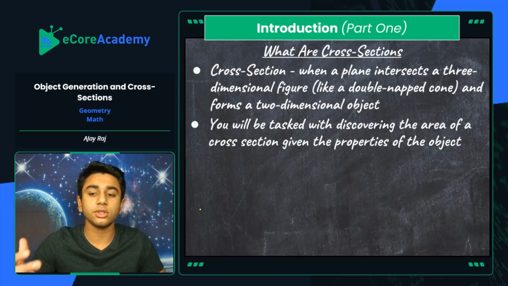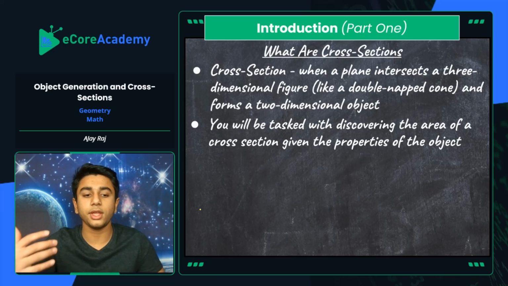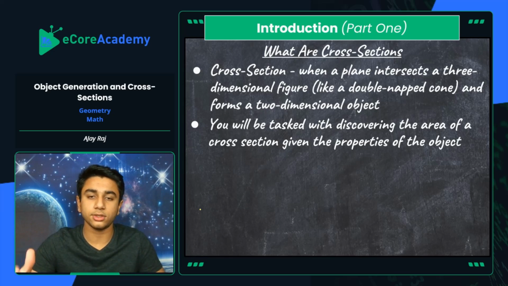And you will be tasked with discovering the area of that cross-section when you're given the properties of the object. So given, such as, say, for example, it's a prism, you'd be given your length, width, and your height. So you have to utilize the given information of your length, your width, and your height in order to develop your answer for the area of your given cross-section, because it's a 2D figure that you're actually forming with the cross-section of a 3D figure.